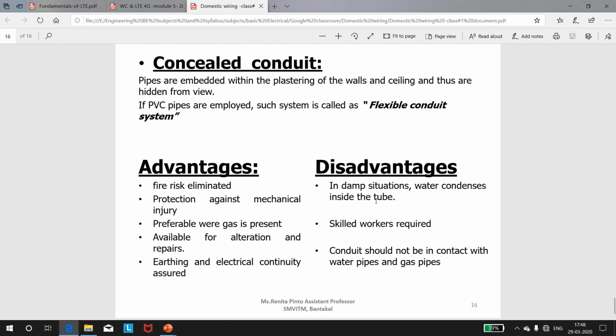The disadvantage is that skilled workers are required for this. Also, whenever these conduits are placed in damp situations, water will condense inside the tube. These are the disadvantages of the conduit system.